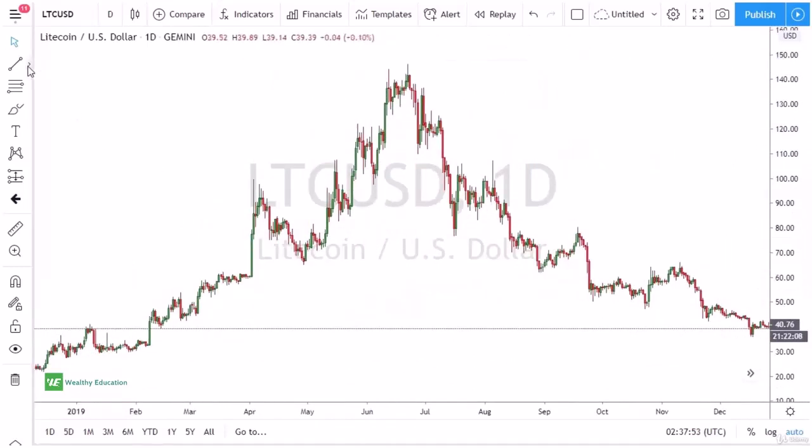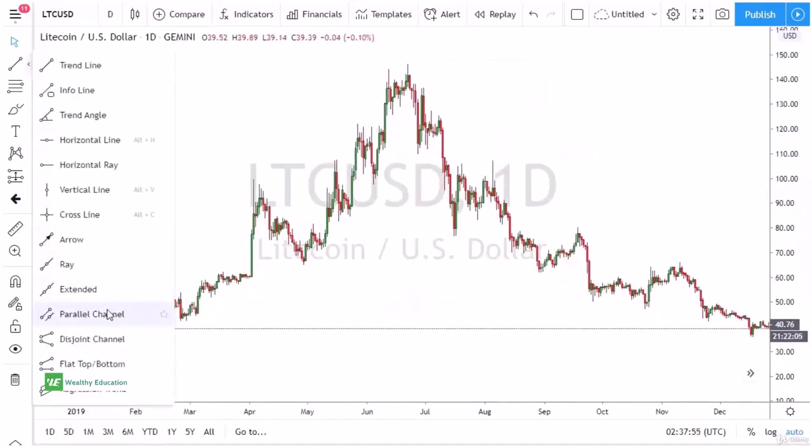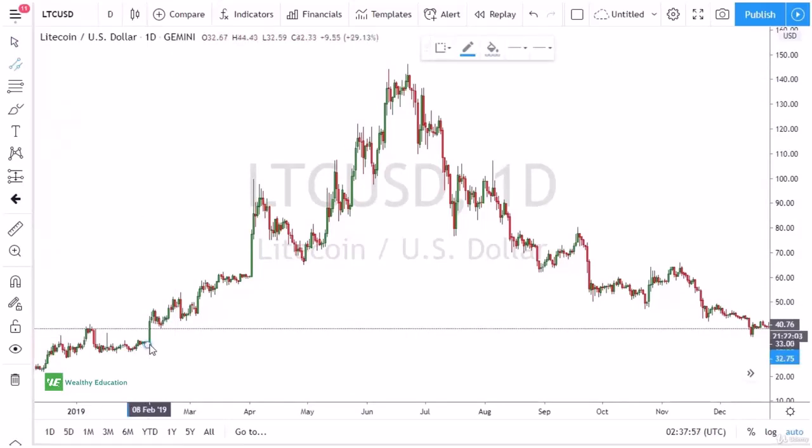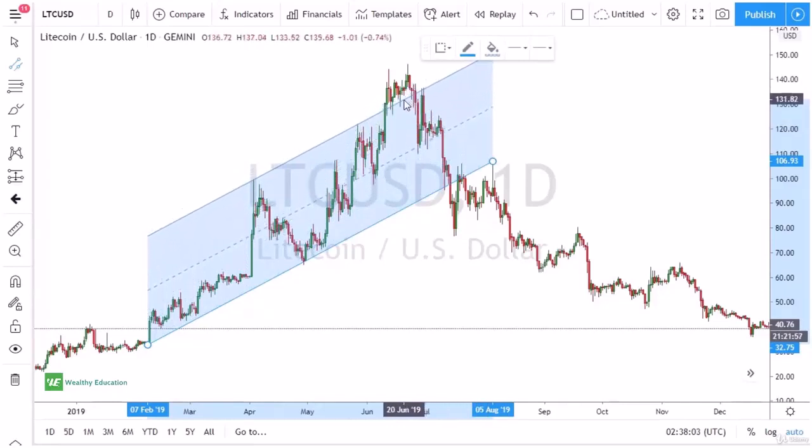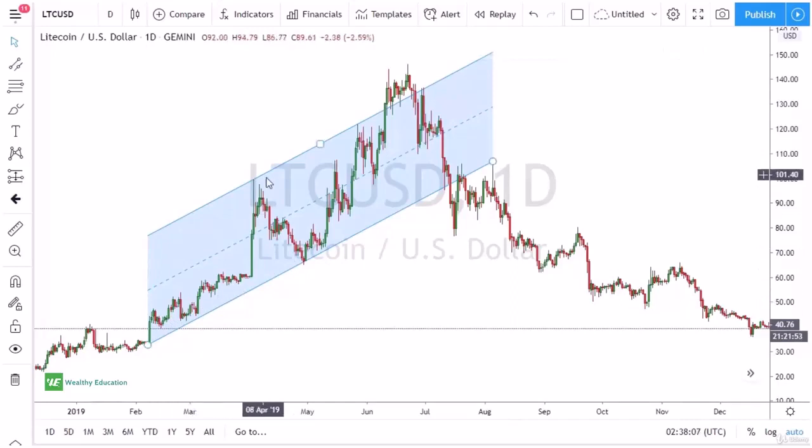Sometimes people like to trade channels, and you can click on parallel channel and draw the same trend line, and then you drag it up. And what you're doing is you're looking for, in this case, you can see where we hit that, actually broke above it, hit it again, and came back. So there was a little bit of a parallel channel here.